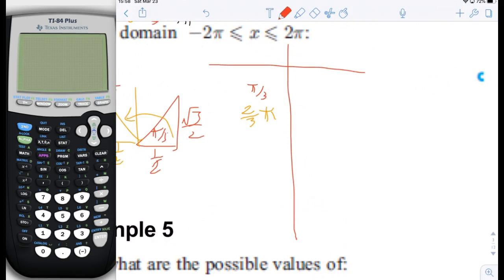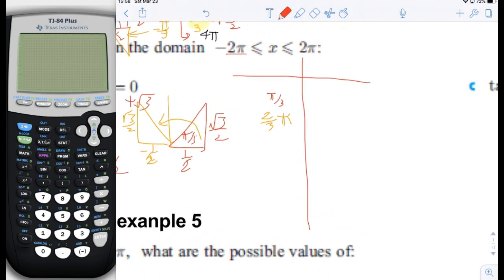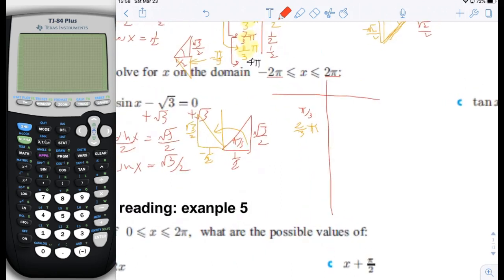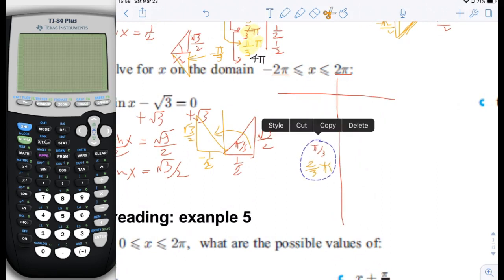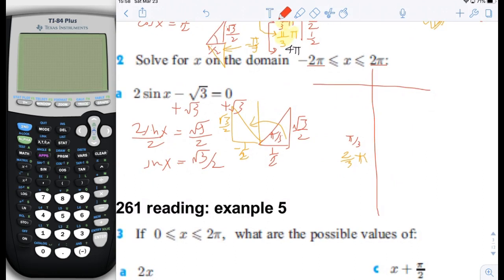And oh, look at that though. We can find any x value between negative 2 pi and 2 pi. So now this time I think these two values are going to be kind of in the middle, and we can subtract 2 pi also. So both of these give us a sine value of square root of 3 over 2.